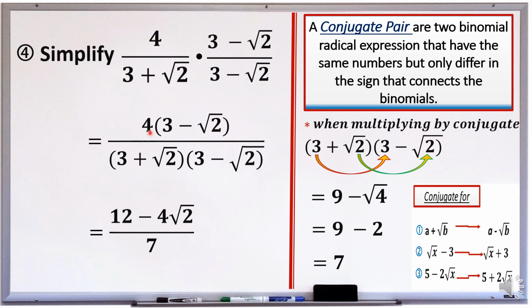Hindi po pwedeng i-multiply si 4 times 2 directly, kasi etong 4 nasa labas, etong si 2 ay nasa loob. So, hindi po pwedeng i-multiply ng diretso. Copy lang po natin itong square root of 2. Next, we have the denominator, 7. Dito po nakuha si 7. Okay. Observe, meron pa po ba tayong pwedeng i-simplify dito? Of course, wala na. Kasi si 12, hindi na natin pwedeng i-divide sa 7. That's why, ito na po yung final answer for given example number 4.